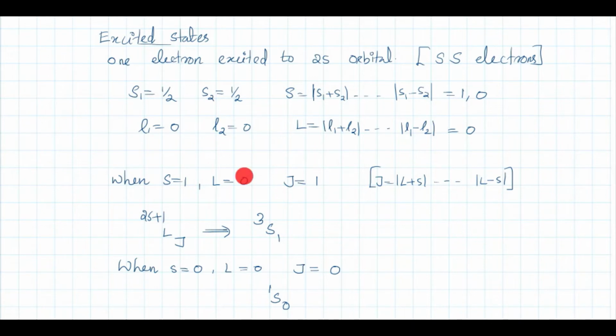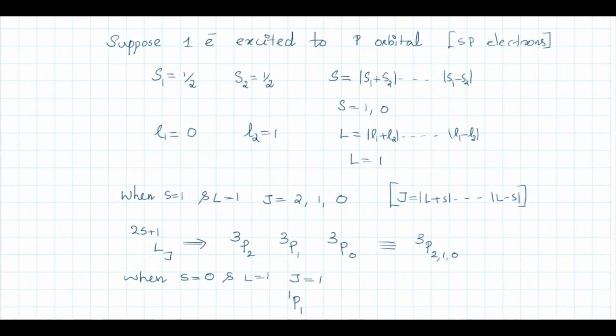Therefore, SLJ we obtained as 1, 0, 1. The term symbol 2S plus 1 LJ becomes 3S1. This is one of the possible excited states. The second case is S equal to 0, L equal to 0. Then J can have only one value, mod L plus S to mod L minus S, it is simply 0. Substituting for S, L and J, you will get 1S0. So if one electron is excited to 2s orbital, then the possible spectroscopic terms are 3S1 and 1S0. Suppose one electron is excited to p orbital.